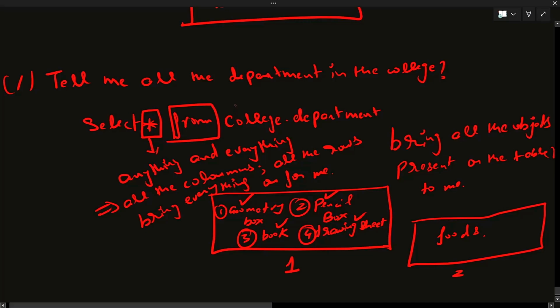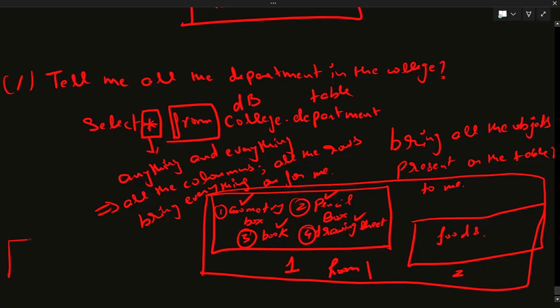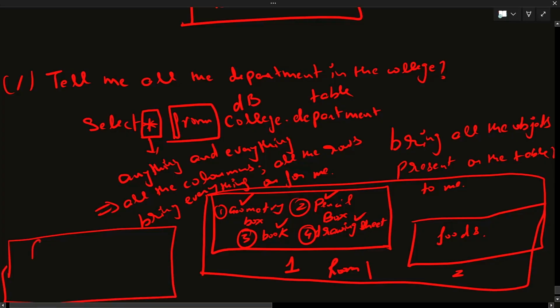Now this is database, college, and this is table. For example, suppose this is one room, room number 1, and there is another identical room, room number 2.